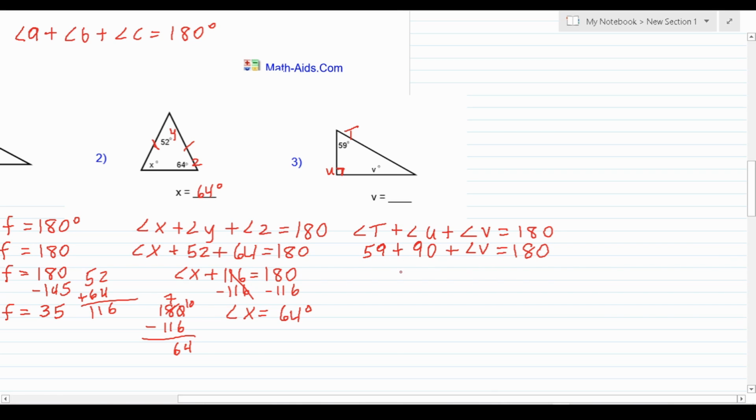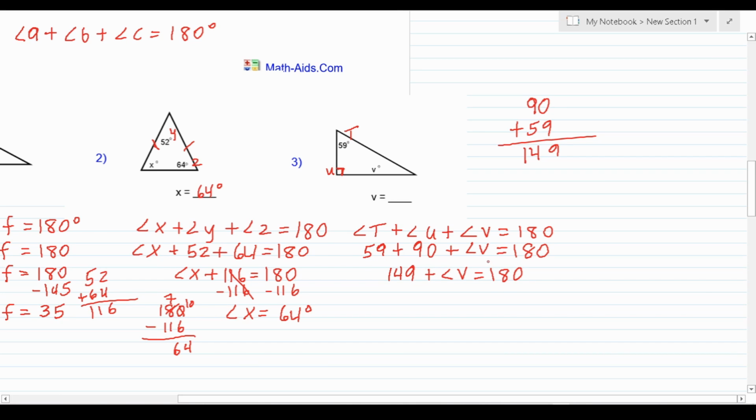Let's combine 59 and 90. Again, if you can't do it in your head, there's no shame in that. We'll do 90 plus 59. 0 plus 9 is 9. 5 plus 9 is 14. So we can see that this becomes 149 plus angle V equals 180.